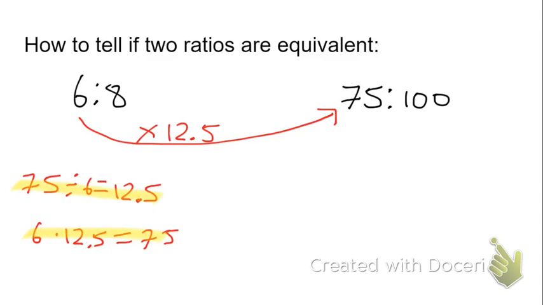Okay, but let's think about that. Why is that important? What am I going to do next? How can I tell they're equivalent? Now, we've got to check if it works for the other one also, right? What do I need to multiply 8 by to get 100 to make sure they're equivalent?